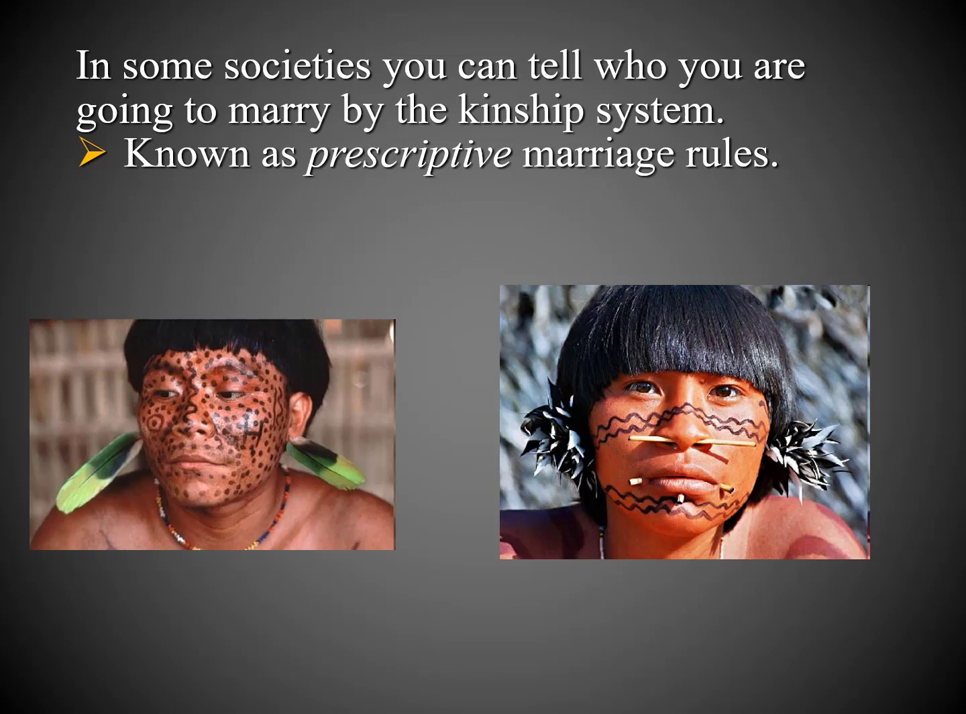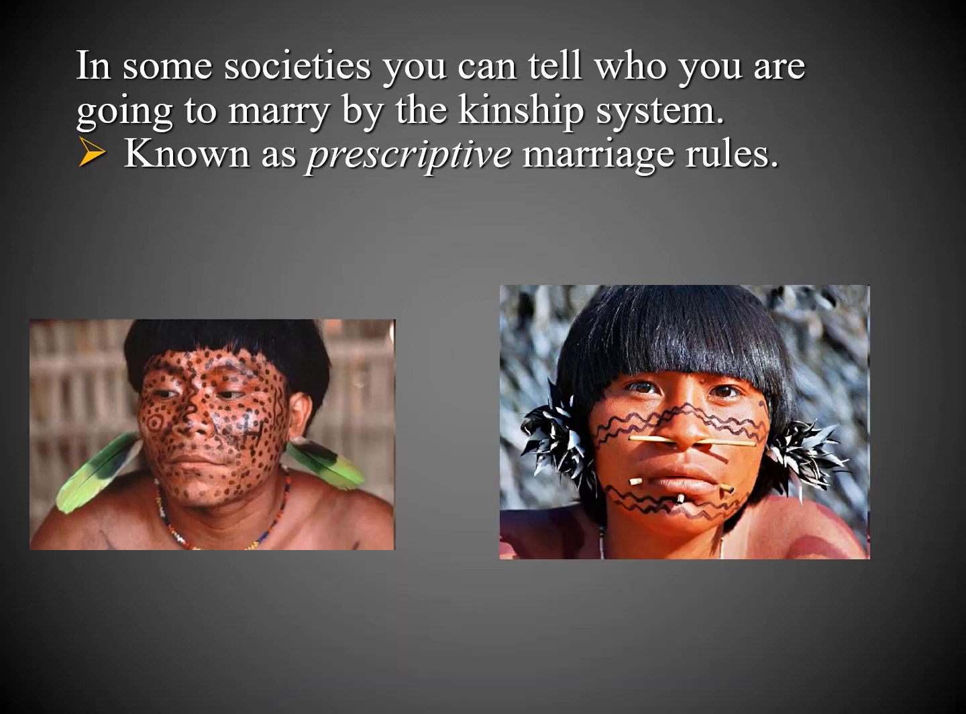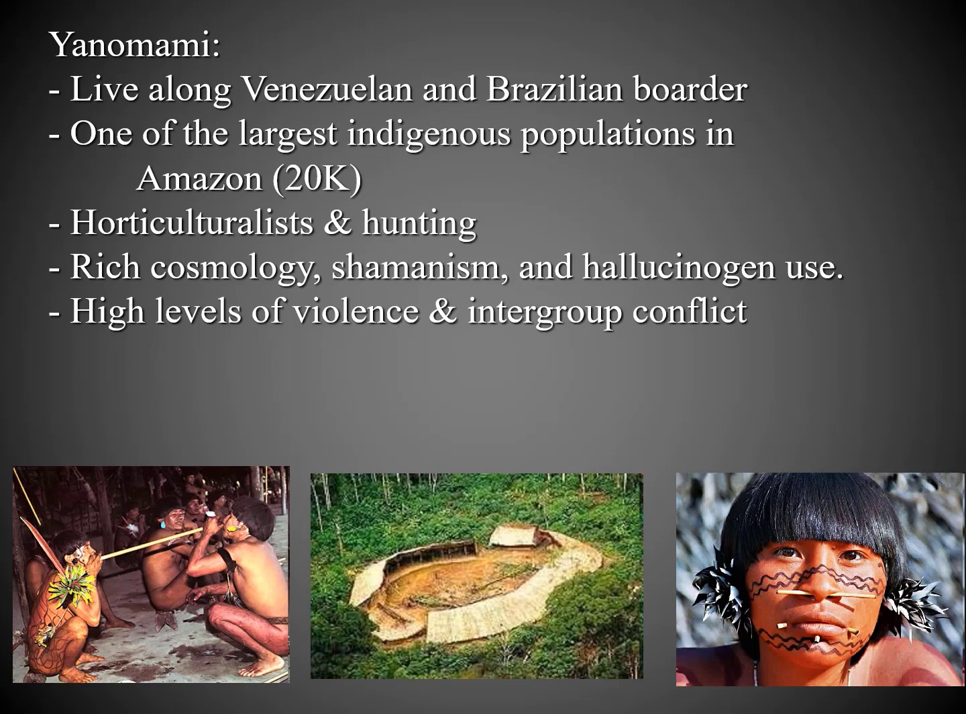The Yanomami are a group in South America, and they have rules known to anthropologists as prescriptive marriage rules. Prescriptive means who you are supposed to marry, who you should marry. It's prescribed to you. You know by the kinship system who you're supposed to marry. The Yanomami, also the Yanomami, don't worry about it. It's sort of like saying American versus Americans, okay?